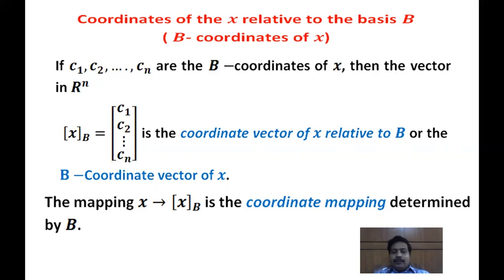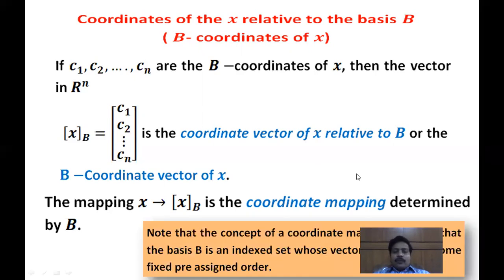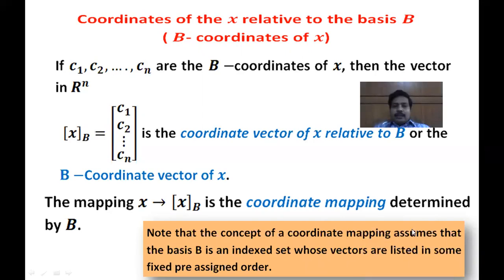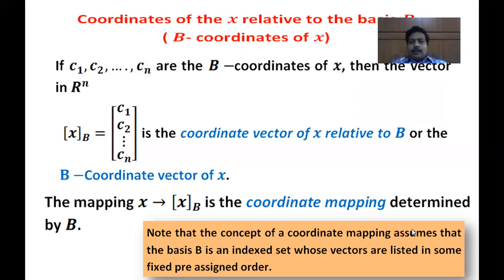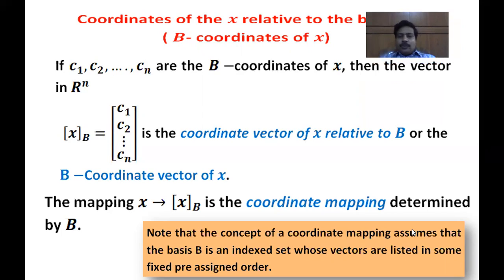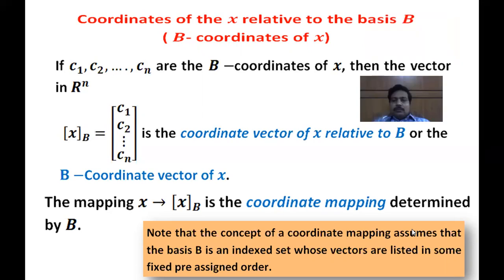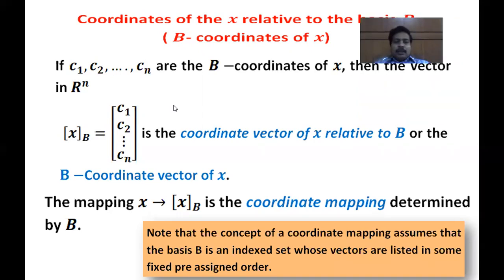So if a mapping is defined from X to XB, that is called a coordinate mapping, which we are going to discuss today in detail. And here we have to note that the order of the vectors in B must not change once the process starts. So that order should be preserved so that there will be no confusion once the coordinates are fixed.